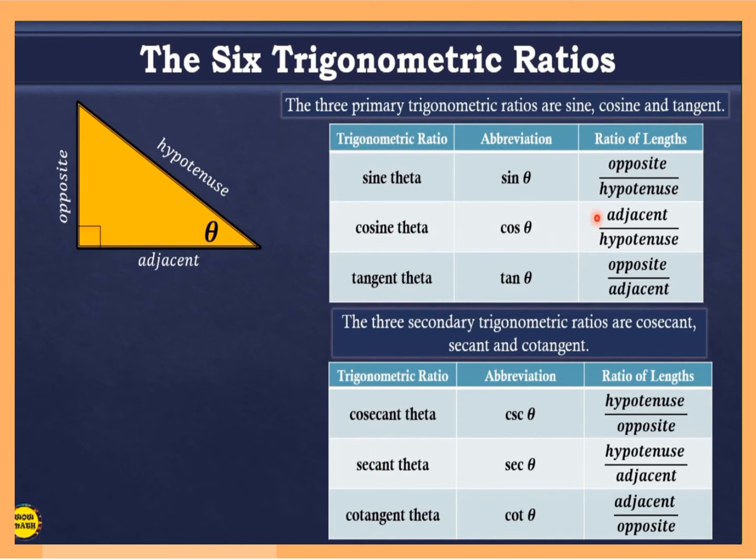If your cosine is adjacent over hypotenuse, then your secant will be hypotenuse over adjacent. And then for cotangent, this is the reciprocal of tangent. If your tangent is opposite over adjacent, then your cotangent will be adjacent over opposite.